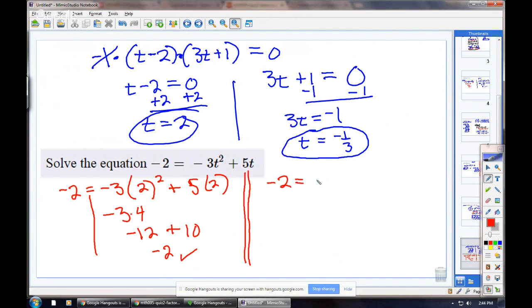-2 is supposed to equal -3 times -1/3. Ooh, we have fractions and a negative. We can do this. We got it. Don't sweat it. Just got to be careful. Notice how I'm trying not to use a calculator here. Anybody know why? There's 2 reasons.